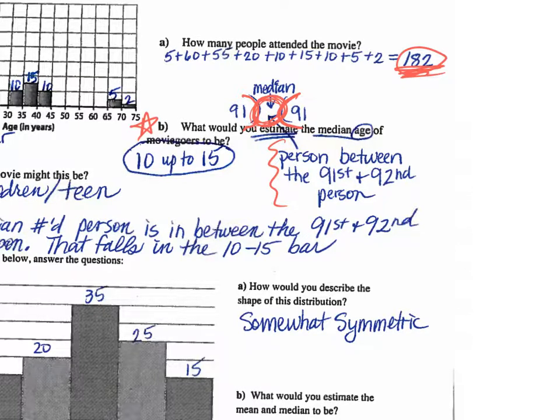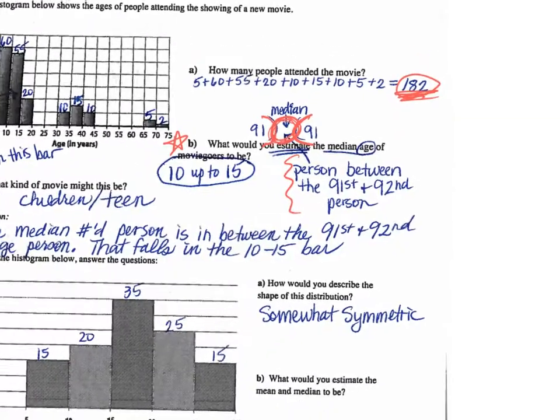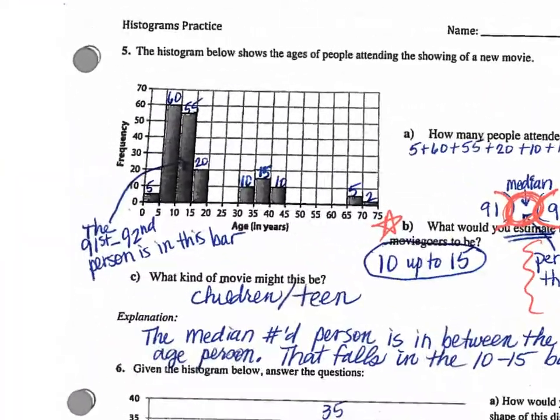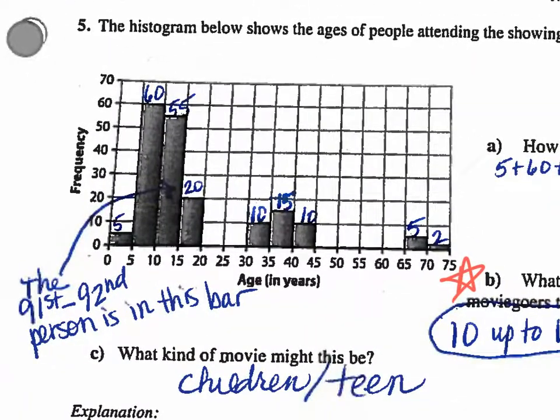Okay, then you got to go over to the graph and find where that person is located. So I'm looking for the location between the 91st and the 92nd person. So I'm going to come over here, and I see there's 5 people in this first section and 60 people. So I'm up to 65 people. So I'm going to keep going until I find the 91st and the 92nd person, okay? And they're somewhere in that bar.